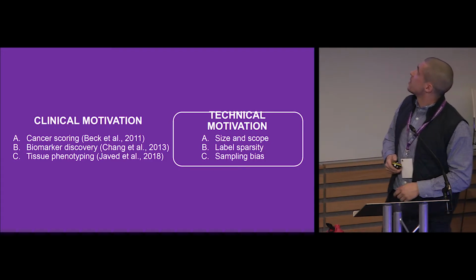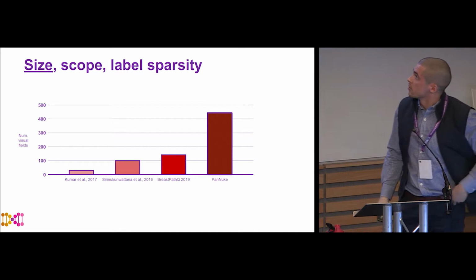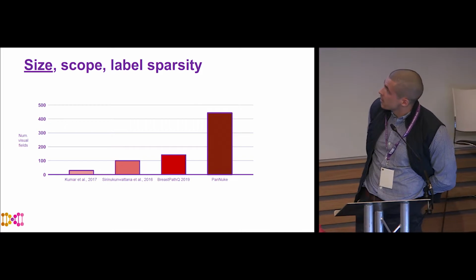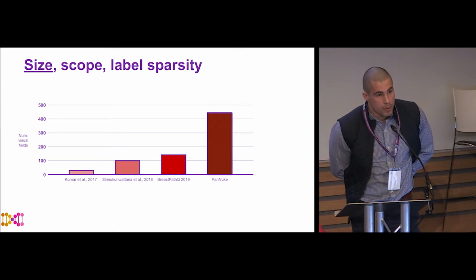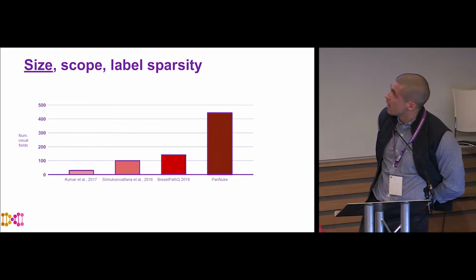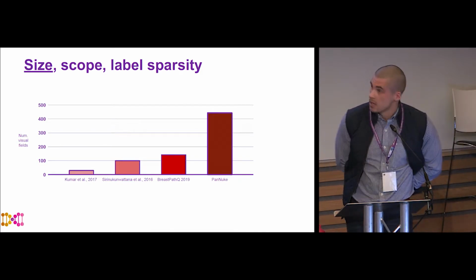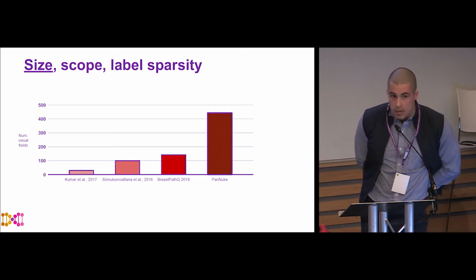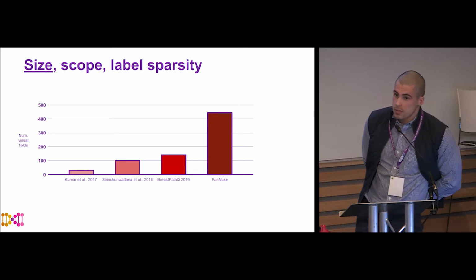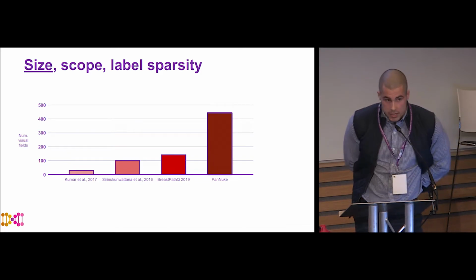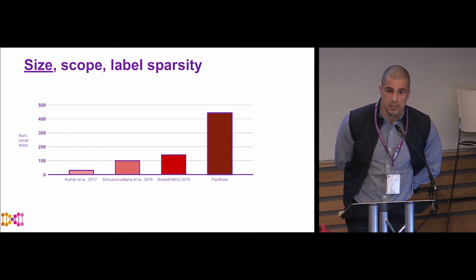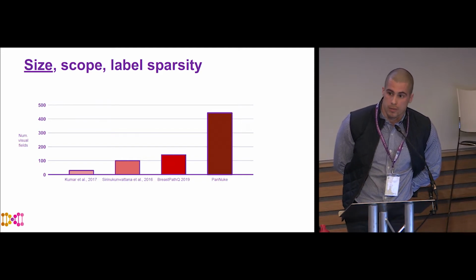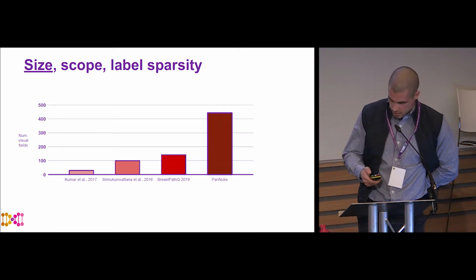In terms of technical motivation, it's really about size and scope. These are examples of several available data sets for nuclei classification and detection. The Kumar dataset has been part of the MoNuSeg challenge for nuclei segmentation, and it only consisted of 30 visual fields. The dataset that was released from our lab for nuclei detection in colon only consisted of 100 visual fields, and the recent challenge on nuclear cellularity scoring in breast consisted of 155 visual fields. And our data set in total consists of 455 visual fields, and the numbers keep growing.